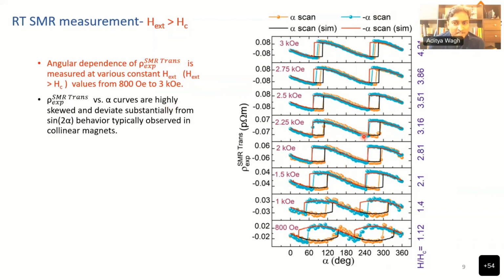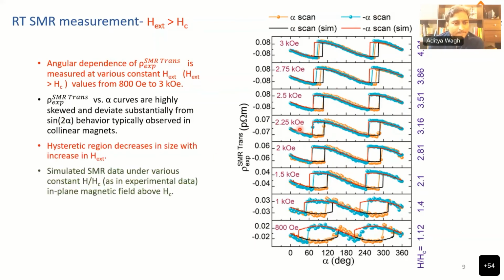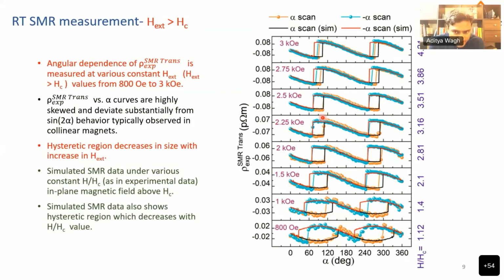Same observation: when you're above HC, the periodicity of the signal is 180 degrees, but the behavior surely deviates from the conventional sin-squared alpha behavior for collinear ferromagnets. It has such sharp features. And our simulations are also able to match with the experiments.